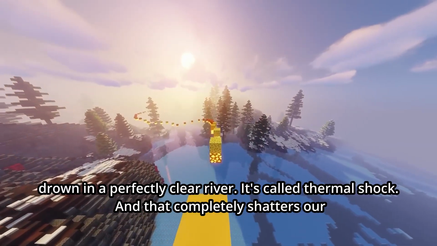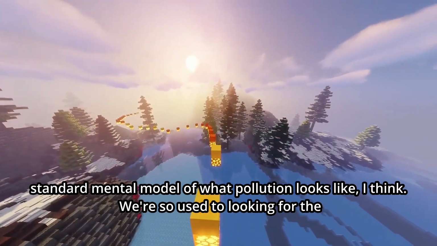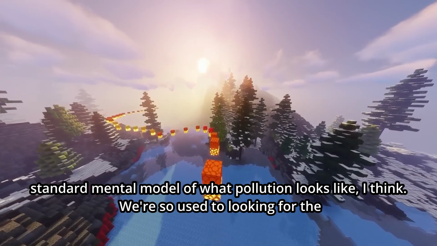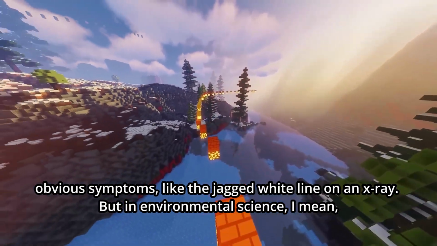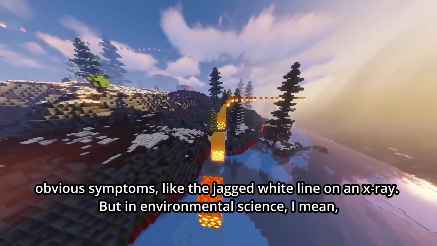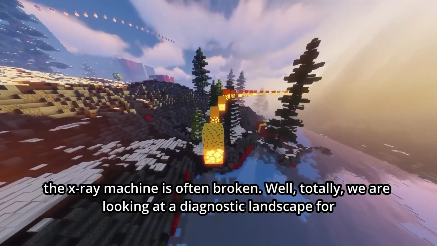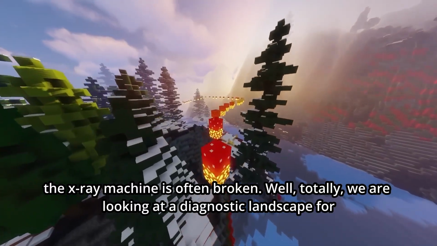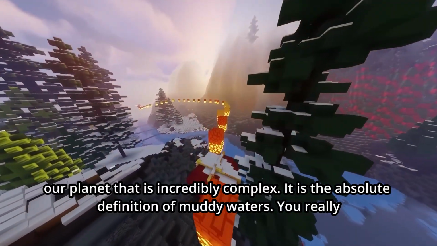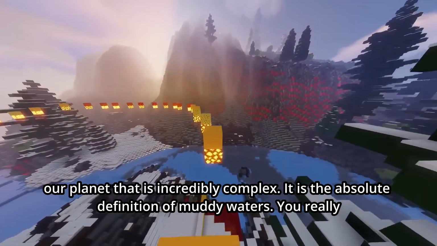And that completely shatters our standard mental model of what pollution looks like, I think. We're so used to looking for the obvious symptoms, like the jagged white line on an X-ray. But in environmental science, the X-ray machine is often broken. We are looking at a diagnostic landscape for our planet that is just incredibly complex. It is the absolute definition of muddy waters.